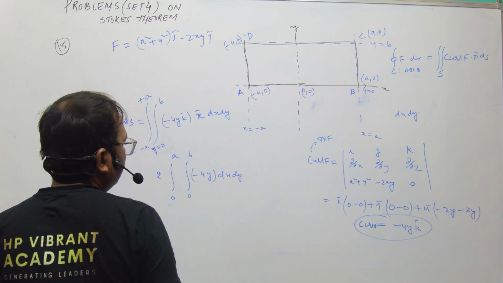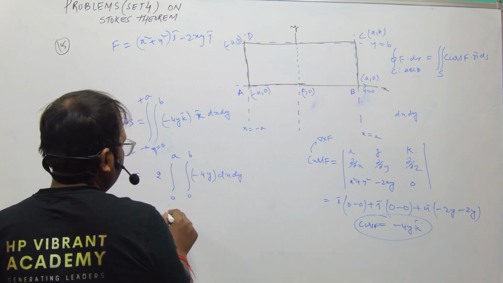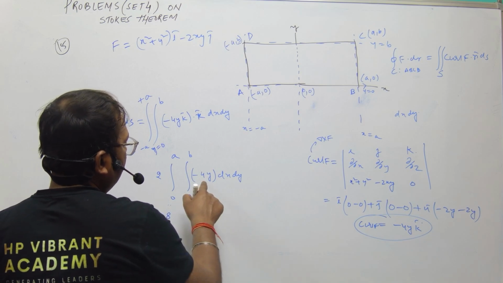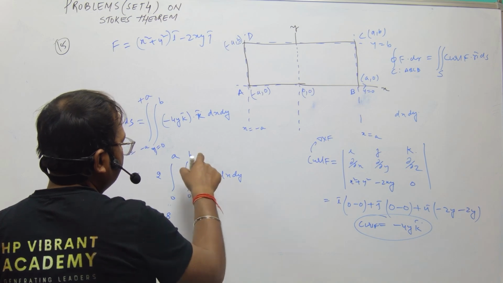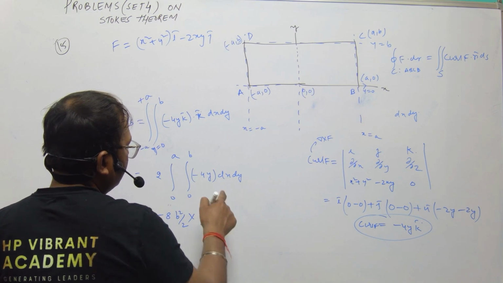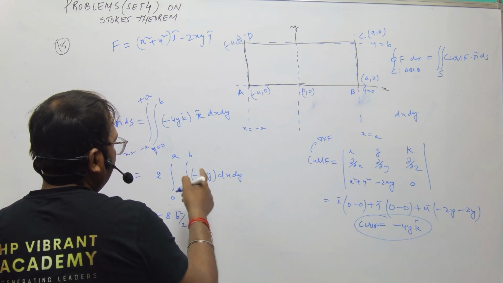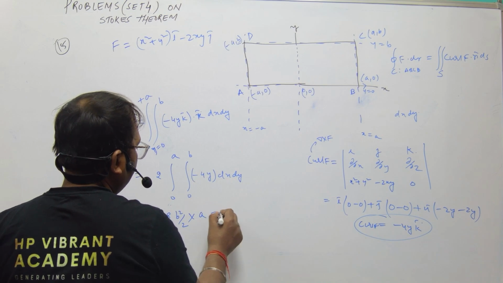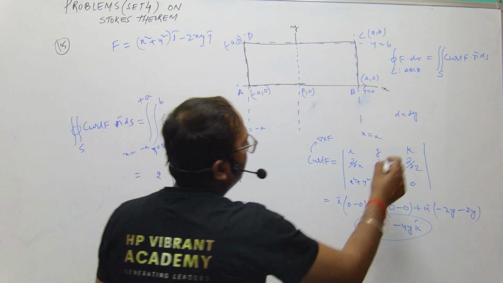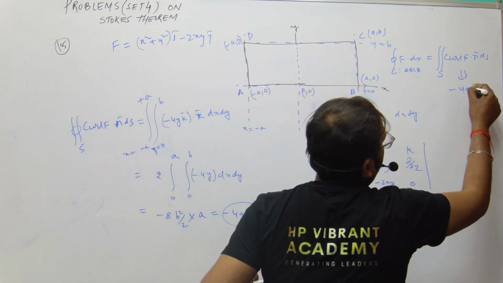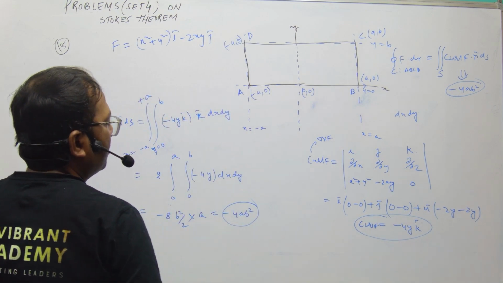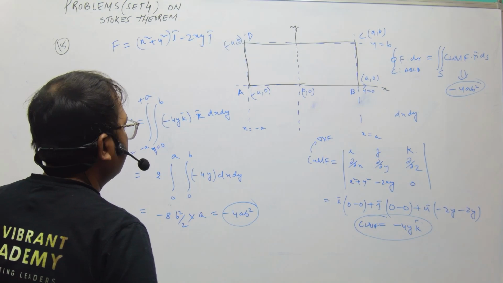Let us calculate y first. So this is minus 8 times y square by 2, since the integral of y dy is y square by 2, with limit b. So this is b square upon 2 into dx. The integration of dx is x, with limit a. So this is equal to minus 4ab square. So the value of the surface integral is minus 4ab square. Now let us calculate the line integral. If it is the same, then we can say that Stokes theorem is verified.